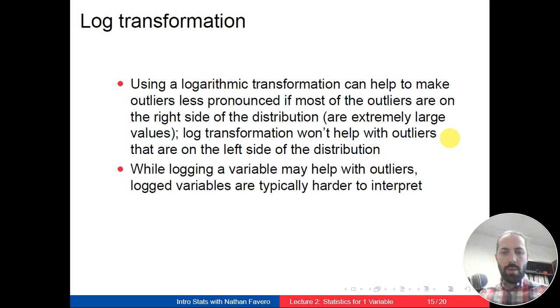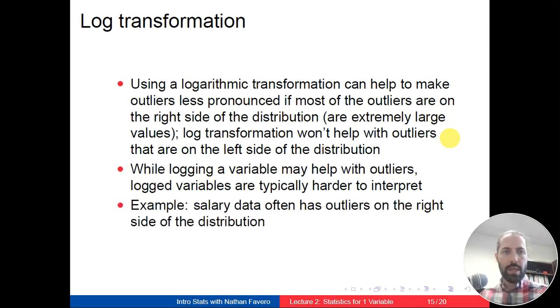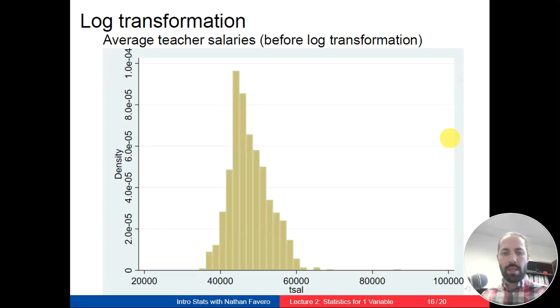There are pros and cons, though, with log transforming a variable. Even though log transforming or logging a variable is going to help lessen the effect of outliers, logged variables are going to be harder to interpret. The units are not going to be as obvious to interpret. So that's a downside of doing a log transformation. Again, salary data is a good candidate for log transformation because we often have big outliers on the right side of the distribution, meaning extremely large values.